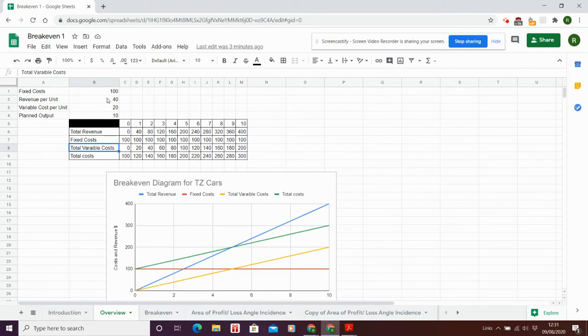So here revenue is $40 per unit. So every time we sell an extra unit, we would add an extra $40 onto our total revenue.